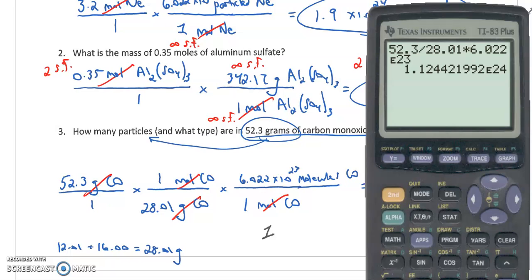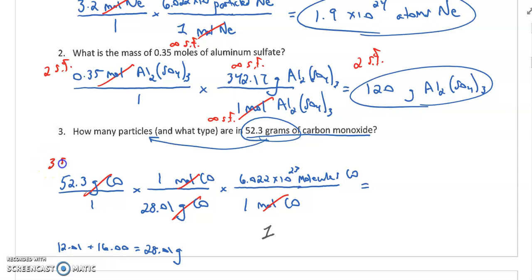All right, so I type this into my calculator and I get 1.124 times 10 to the 24th. So I have to go back and think about significant figures here. My initial number, 52.3, started with 3 significant figures. My second value, 28.01, is the molar mass from the periodic table. I don't count that towards my significant figures, so I say that that's an infinite number of significant figures. I don't use it for rounding purposes. The same thing is true for Avogadro's number. So when I get to my final answer, I have to round it to match the same number of significant figures from my given, which was 3.